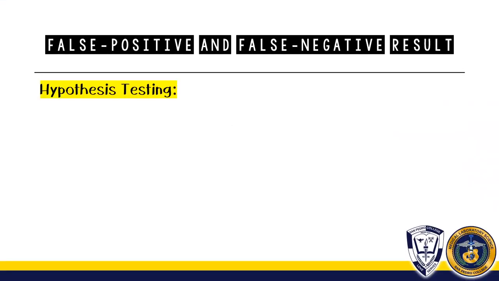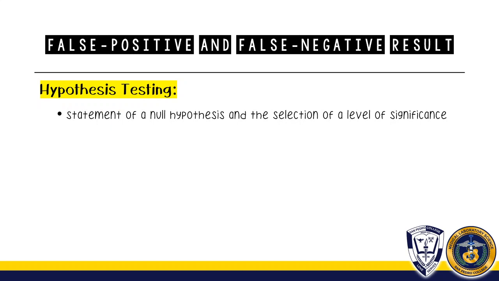Now, false positive and false negative result can actually be used in your hypothesis testing. When we say hypothesis testing, it is a statement of a null hypothesis and the selection of a level of significance. This may be hard, but you probably already encountered research even in your senior high school days. So when we say null hypothesis, for example, there is no significant relationship between this and this certain outcome. Or you could say this drug has no effect on this disease. So that is your null hypothesis.